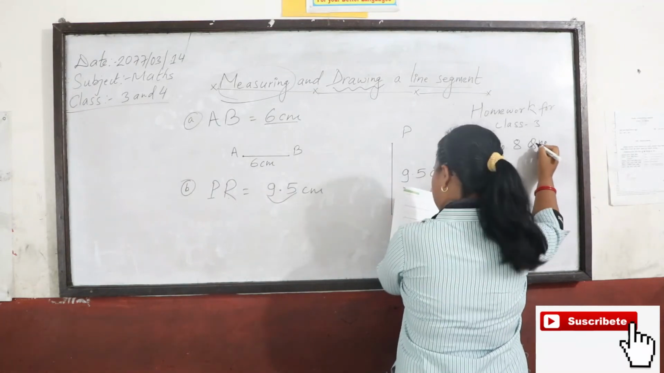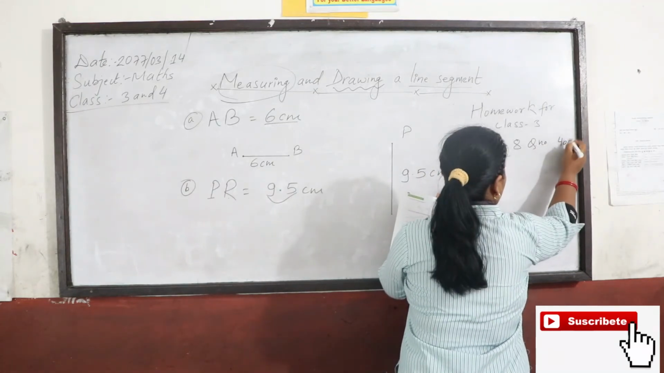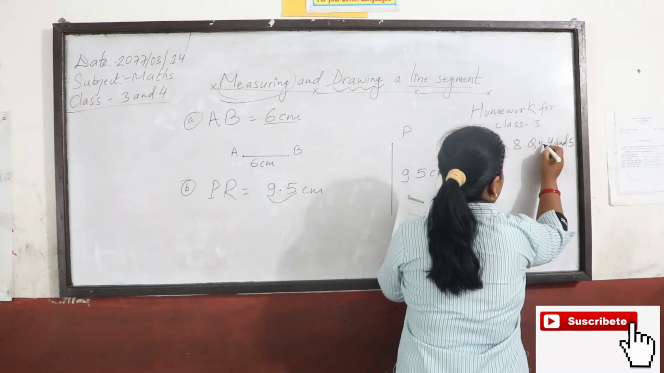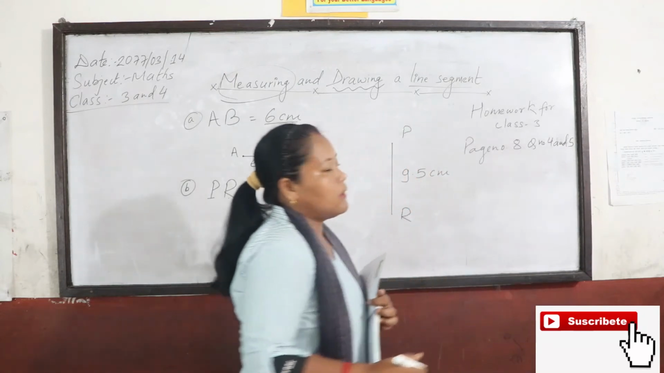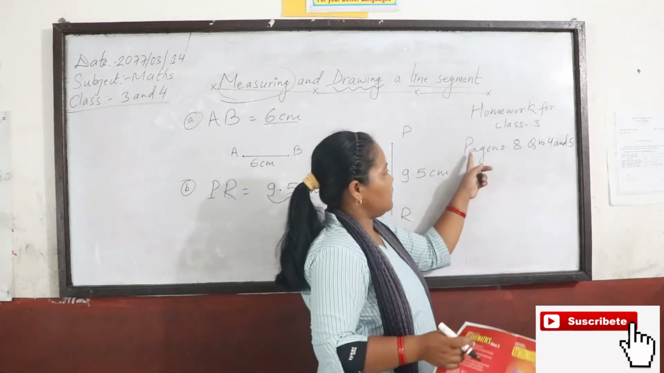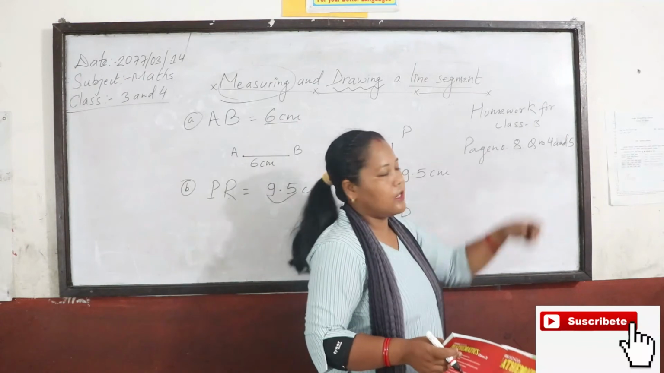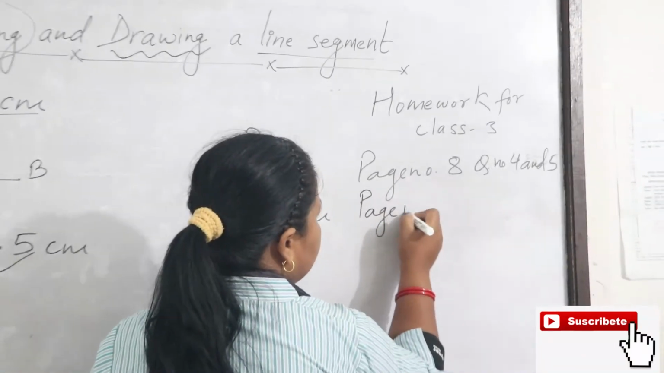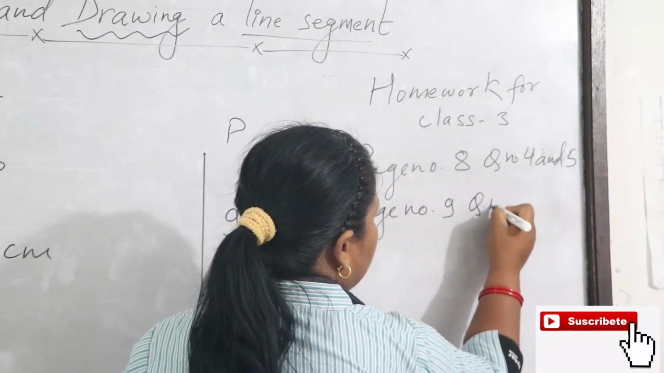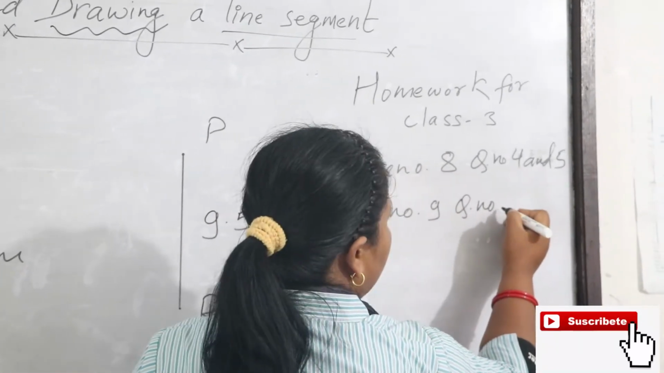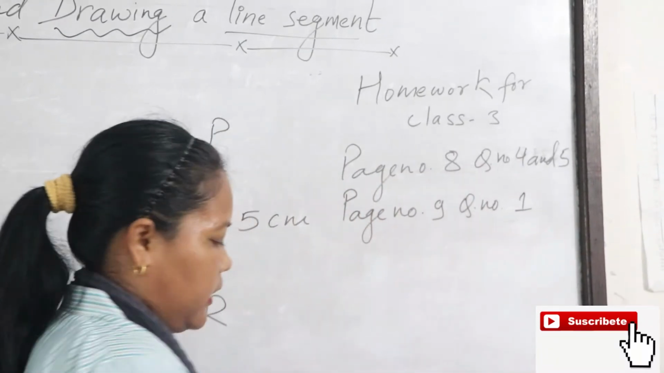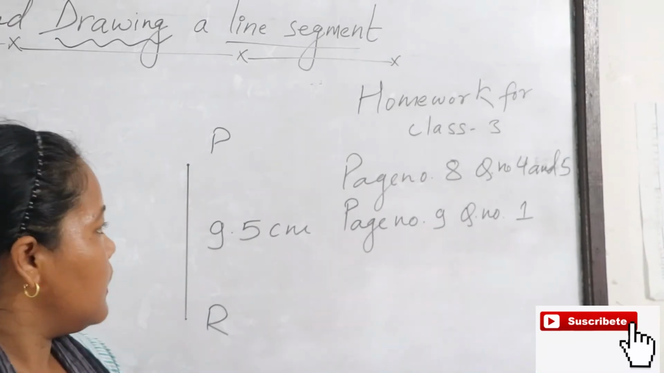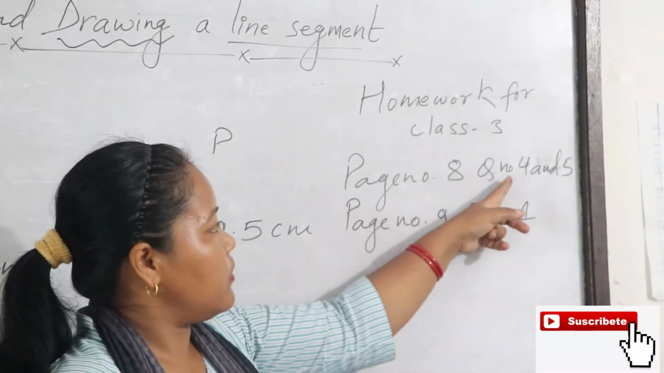Question number 4 and 5. Okay, students. For class 3, listen. Page number 8, question number 4 and 5, and page number 9, question number 1 is your homework. Okay, students. Class 3, remember, page number 8, question number 4 and 5.